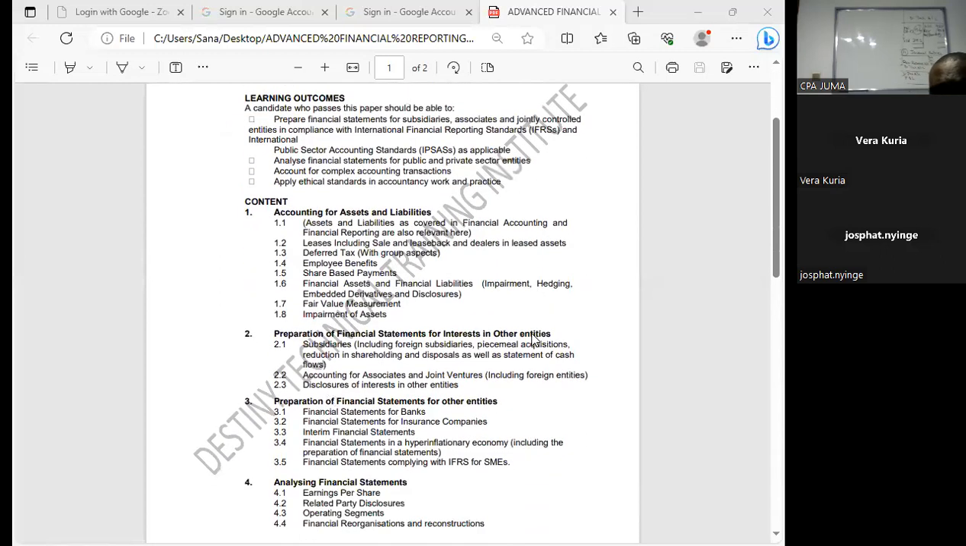So when you check deferred tax, deferred tax is in topic 1. Kindly check that topic 1. They are saying that is 1.3, topic 1. Deferred tax in bracket with group aspects. That is what was not there initially, the words with the group aspects. So thank you, that's what I wanted to bring.